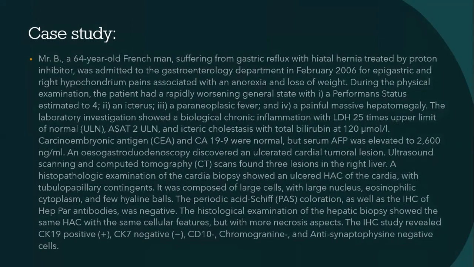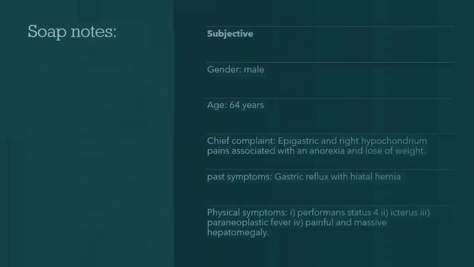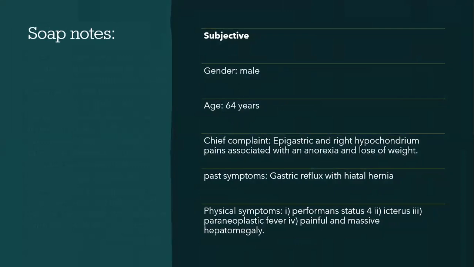Next, I have included a case study where we will use cisplatin to treat hepatic cancer effectively. So I will discuss the case study in the form of SOAP notes. First, discuss the subjective part. Gender of the patient is male. He is 64 years old, and the chief complaint due to which he has come to the doctor is epigastric and right hypochondrium pain, which is associated with anorexia, due to which there is weight loss.